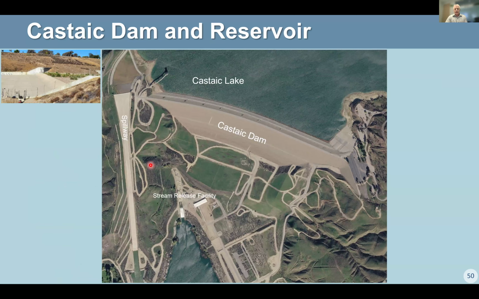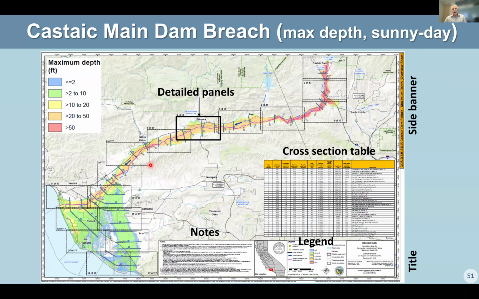And the maps, so this is Castaic, we saw this already. The maps themselves have a cross-section table. So we provide information tabulated at various locations in the floodplain. We have an overview map, and then we have these detailed panels. There's a legend, there's notes to describe the information that's in the cross-section table.